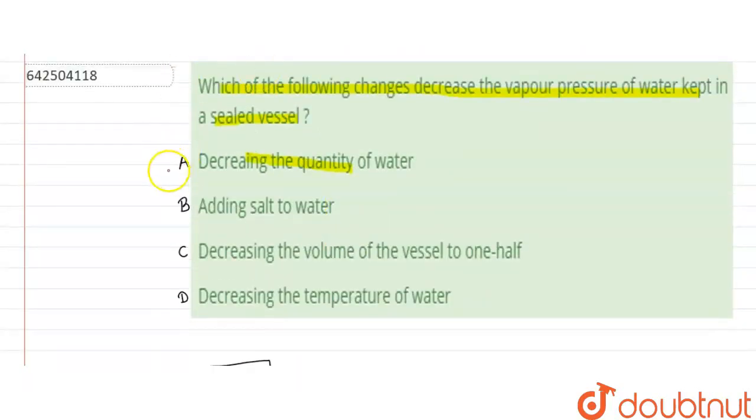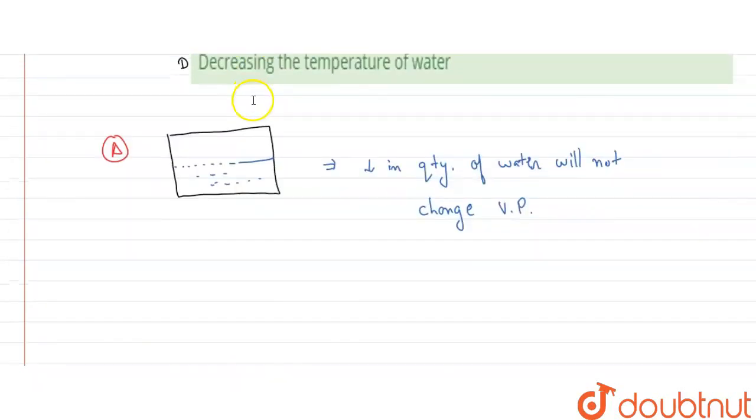Now coming to the B option, it is adding salt to water. So let us write that. B option is adding salt to water. If we add salt to water, let's say this is our container, what will happen is salt molecules, which are non-volatile, will occupy the surface area. Therefore, let me write, salt molecules will decrease the surface area.